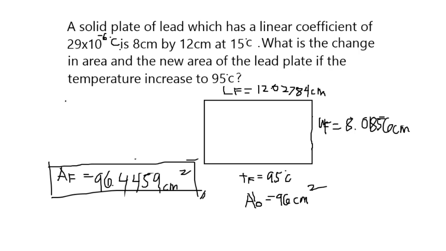And that's it for that. So now what we're going to do is just solve for the change in area. This is pretty much easy though, because we know the final area and the initial area, which is 12 times 8, is 96.